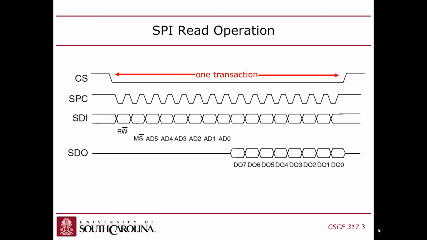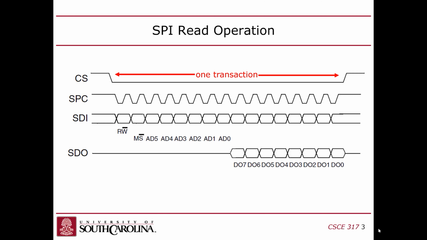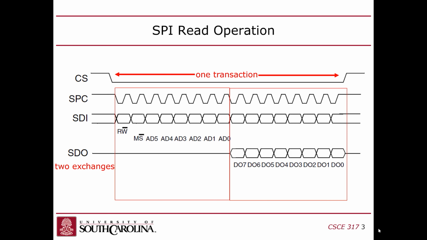So, for instance, if we perform an SPI read operation, you can easily see where the transaction begins and ends because that is where the chip select or slave select becomes asserted and then deasserted. And remember, chip select is active low, so it's asserted when it's 0, right? So when chip select goes to 0, you start the transaction. When it goes to 1, you end the transaction. This transaction is comprised of two exchanges.